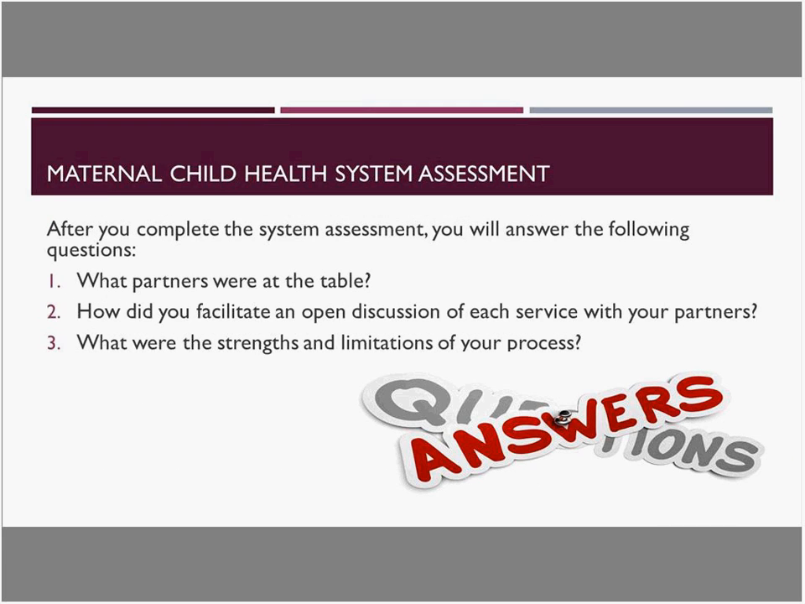So assessment itself is organized around those 10 essential services. For each of those services, there's a series of questions that guide you to have a discussion around where is our system and our capacity to deliver this service. After the assessment, you'll be asked to answer a couple questions in the body of the tool if you choose to complete it. You'll talk about the partners that you had at the table, how you facilitated an open discussion of each service with your partners, and what the strengths and limitations were of the process, just to help us have a picture of what you did and how you did it.